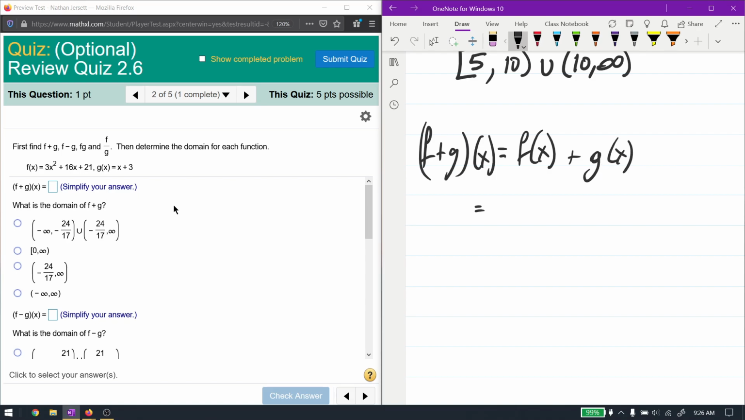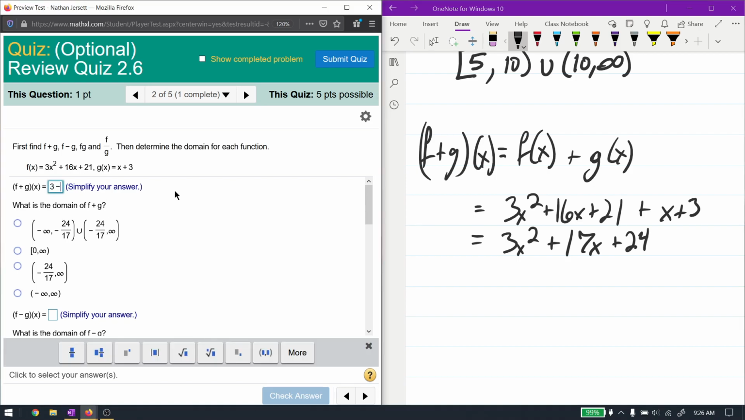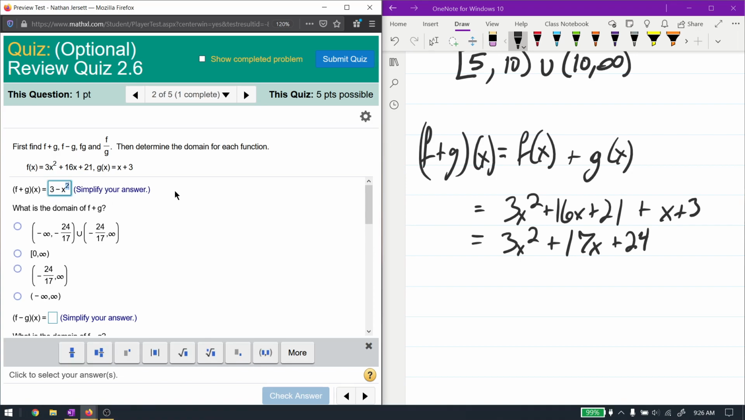So we get 3x squared plus 16x plus 21 plus x plus 3. We have like terms. 16x plus x is 17x, and 21 plus 3 is 24. That's just a quadratic equation: 3x to the power of 2, oh, whoops, one minus in there. Plus 17x plus 24.